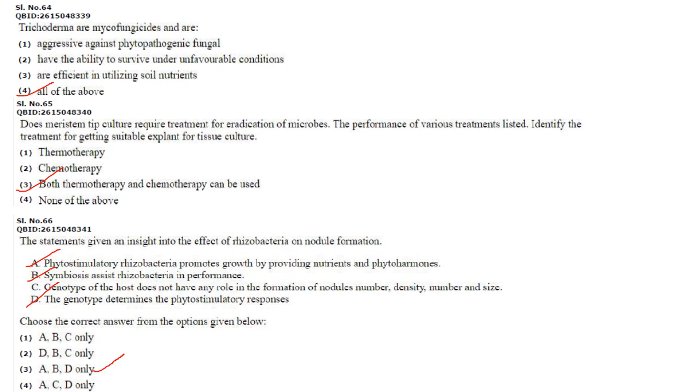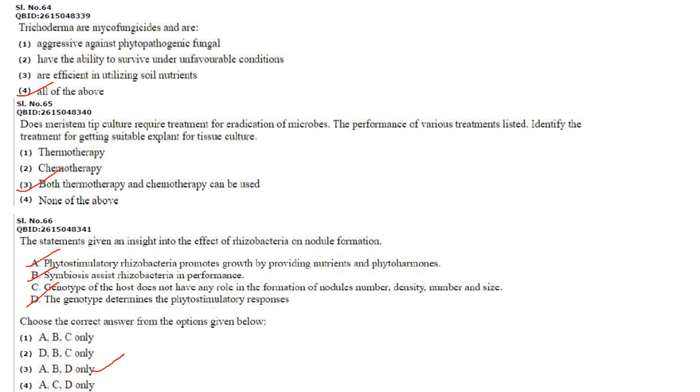Next one. Does meristem tip culture require treatment for eradication of microbes? The performance of various treatments is listed. Identify the treatment for getting a suitable explant for tissue culture. So meristem tip culture requires treatment for eradication of microbes, and the various treatments are listed over here. Out of that, which is the best one to get a suitable explant for tissue culture? You can go for both thermotherapy and chemotherapy. So the answer is option 3.